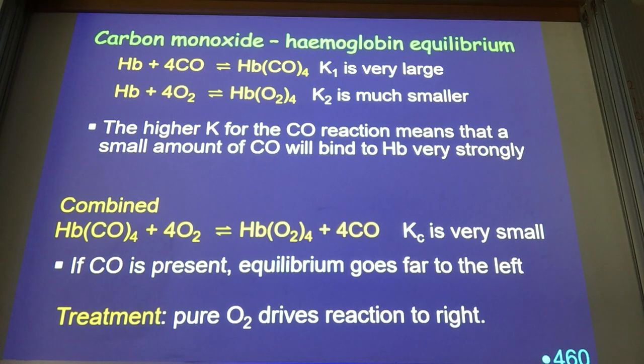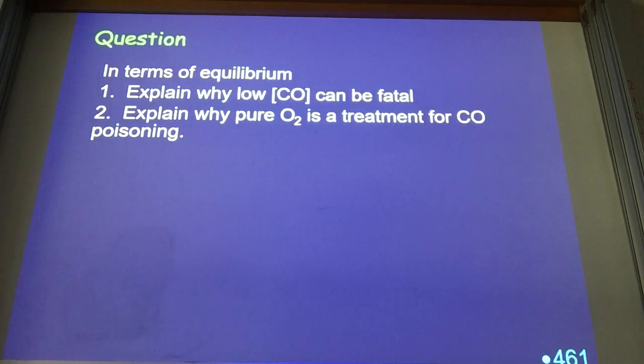So what happens? One treatment for carbon monoxide poisoning, of course, is getting the patient to breathe in a very high concentration of oxygen. So if you increase the concentration of oxygen, it's going to push this reaction to the right. And that, of course, is the treatment for carbon monoxide poisoning. Give them pure oxygen. So basically, put that information into the answers to these questions.